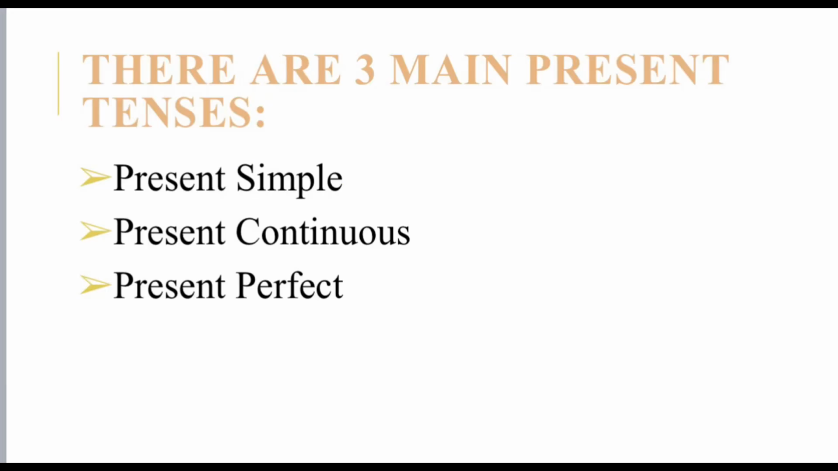In English, we have three main present tenses: present simple, present continuous, present perfect. Each one is used in a different situation. So while explaining, always ask yourself, is it a habit? Is it happening now? Or is it connected to the past? This will help you choose the correct tense.